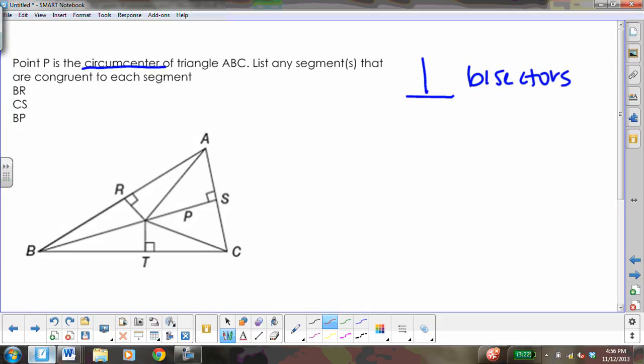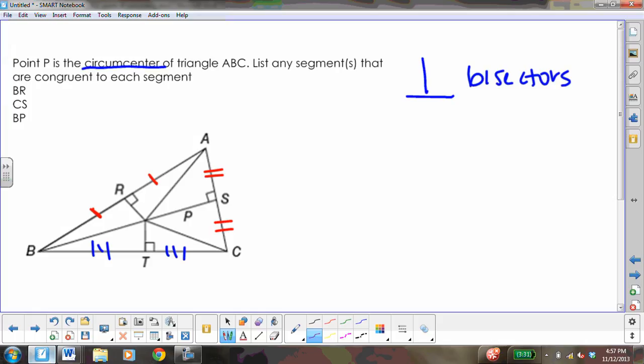So I'm going to go ahead and label my picture. It's already labeled with right angles, which means that BR and RA have to be congruent because RP is a perpendicular bisector. AS and SC also have to be congruent because it's made up of perpendicular bisectors. And then the last segment, BP and TC, also have to be congruent because it's made up of perpendicular bisectors.